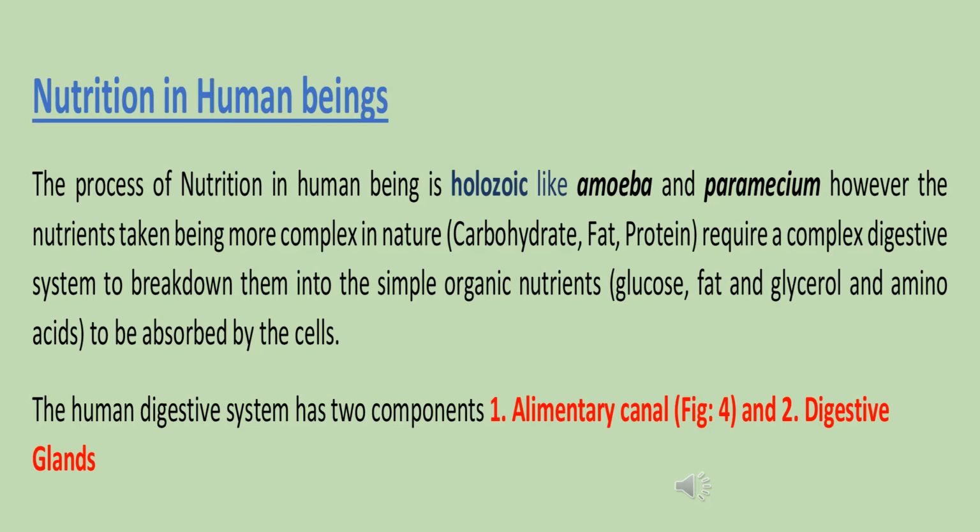Let us try to understand the nutritional mode in human beings. As we have discussed earlier, amoeba and human beings both have the holozoic mode of nutrition, but there are a range of differences between them. Human beings have a well-defined digestive system which was not present in the case of amoeba, and human beings are able to digest more complex food like carbohydrate, fat and protein that could not be digested by the amoeba.